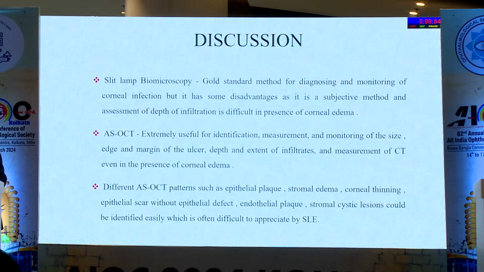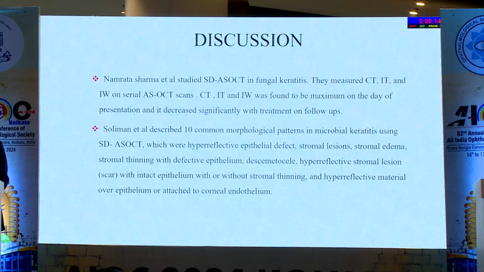Slit lamp biomicroscopy is the gold standard method for diagnosing and monitoring of corneal infection, but it has some disadvantages. It is a subjective method, and assessment of depth of infiltration is difficult in the presence of corneal edema. ASOCT is extremely useful for identification, measurement and monitoring of the size, age and margin of the ulcer. Also the depth and extent of infiltrate and measurement of corneal thickness, even in the presence of corneal edema, can be taken with ASOCT. Different ASOCT patterns such as epithelial plaque, stromal edema, corneal thinning, epithelial scar without epithelial defect, endothelial plaque and stromal cystic lesion could be identified easily, which is often difficult to appreciate by slit lamp examination.